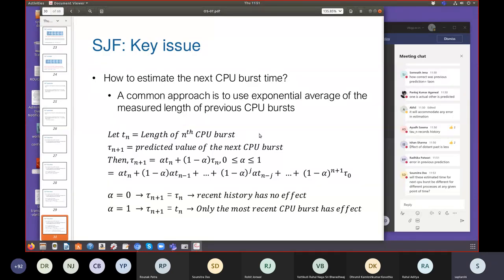Okay, I was about to ask for questions. Yeah, I see a question from Shomitra. Will these estimated times for the next CPU burst be different for different processes at any given point of time?